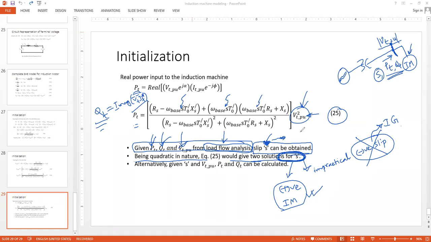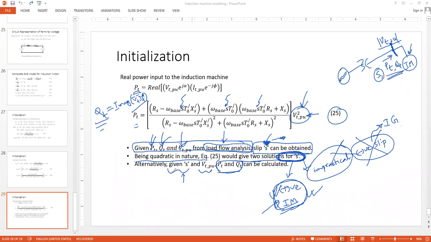One of those values would be practical, applicable for the induction motor. You will choose only that one and drop the other one. There is an alternate manner. Alternately, you can say, well, I choose a certain slip at a steady state. I choose a certain value of VT, the terminal voltage, and then I will calculate PT and QT. So this is another way.